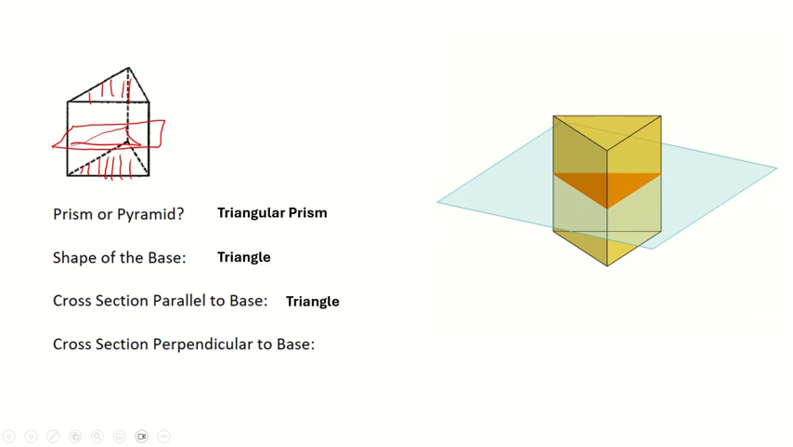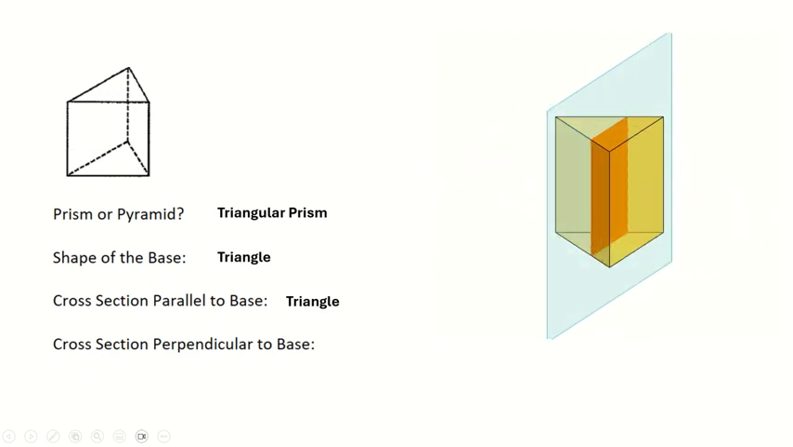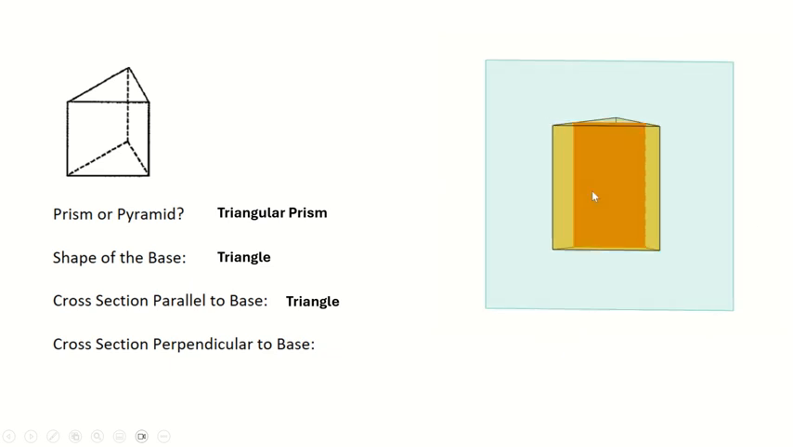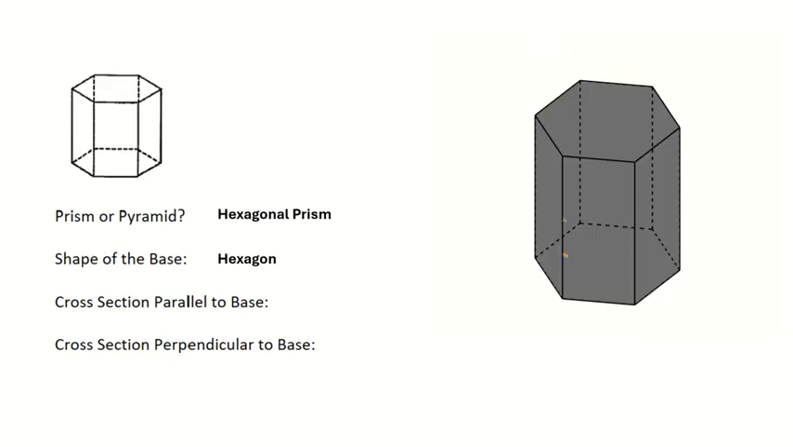Now, if I rotate that perpendicular, so it's at a 90-degree angle, what's that going to look like? All right, it looks like you get a rectangular cross section, and you can see that there. So there's a rectangle. All right, let's look at the next one. The next solid is a hexagonal prism. Notice that there are two hexagon bases on either end. If I slice it parallel to that, let's see what that looks like. Yep, you see that characteristic: we get that hexagon shape if I slice it parallel.